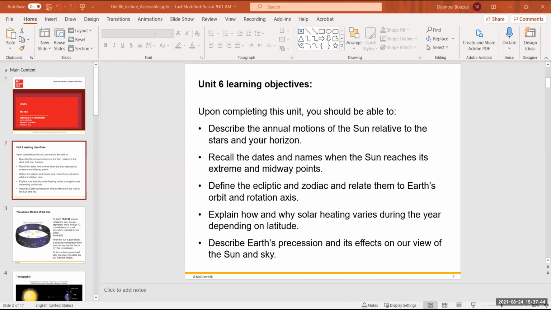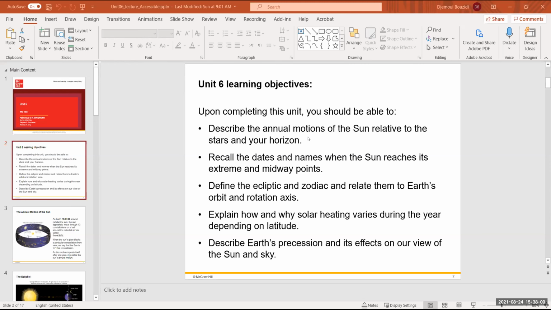Share. Unit 6. So in Unit 6, all of this stuff that I was talking about, the night sky and the dome and celestial sphere, of course, that's what you're going to be experiencing in the activity at the end, okay? With the constellations. As a matter of fact, describe the annual motion of the sun relative to the stars in the horizon. That's exactly what you're going to be doing, okay?